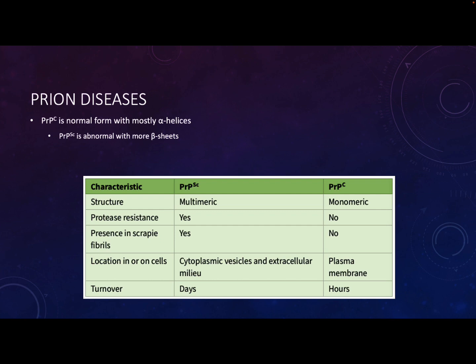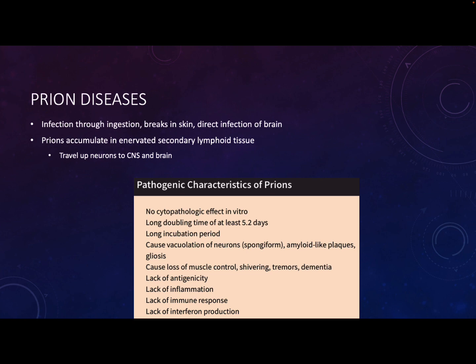Now, the scrapie form tends to form multimers, so it forms clumps and clusters. It is not digested by protease. It is found in the lesions. It can be found in the cytoplasm. It can be found extracellularly where it starts to form plaques. And it is very long lasting. It doesn't get automatically turned over in the body. And that's it. That's how you get disease. One bad form converts all of the other ones.